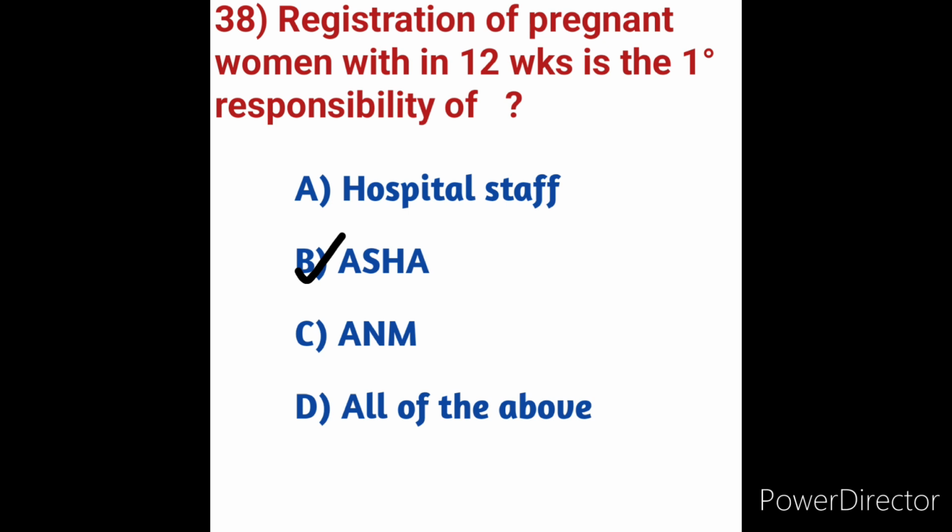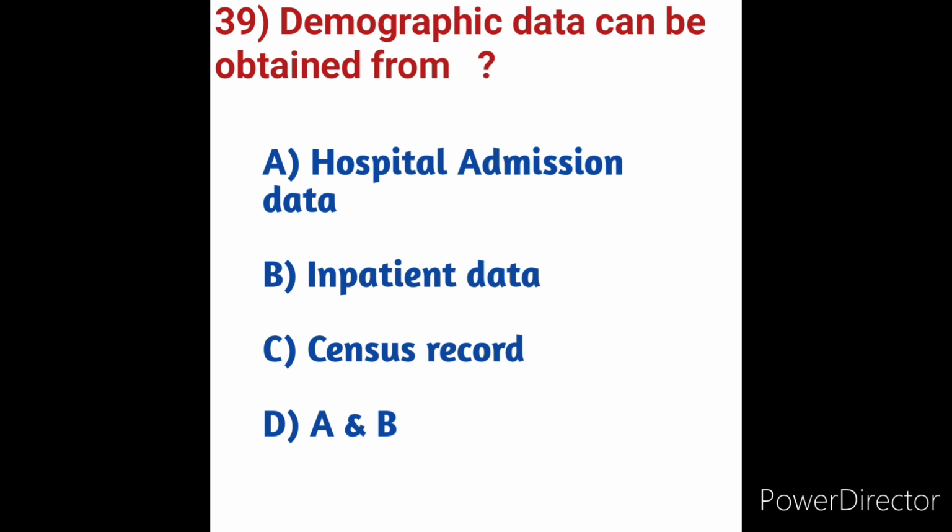Next we will move on to question number 39. Demographic data can be obtained from which of the options? Option A, hospital admission data. Option B, inpatient data. Option C, census record. Option D, A and B.